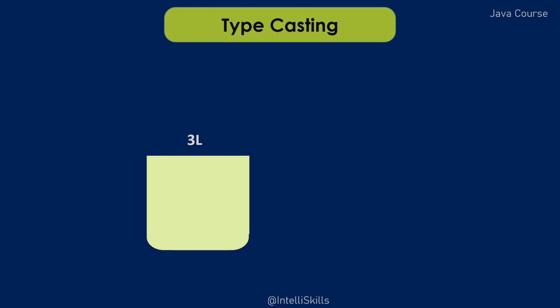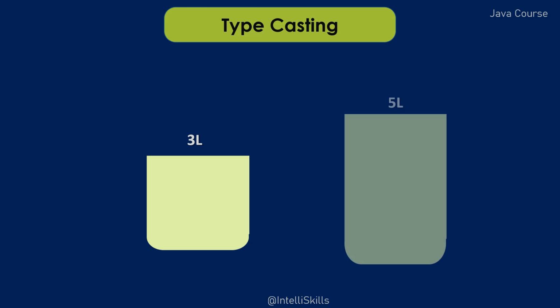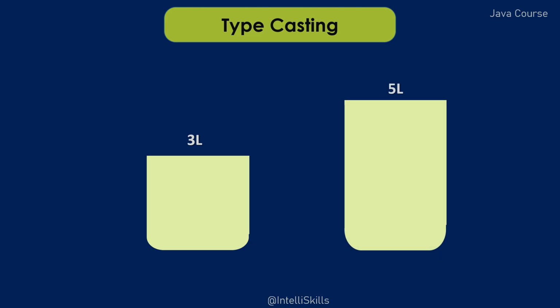Suppose you have a jar which has a capacity of 3 liters. This is the first jar. And this is the second jar which has the capacity of 5 liters. Now you have filled the first jar of 3 liters with 3 liters of water. When we pour this 3 liters of water into the 5 liter jar, it occupies 3 liters of space and it leaves 2 liters of space, right?